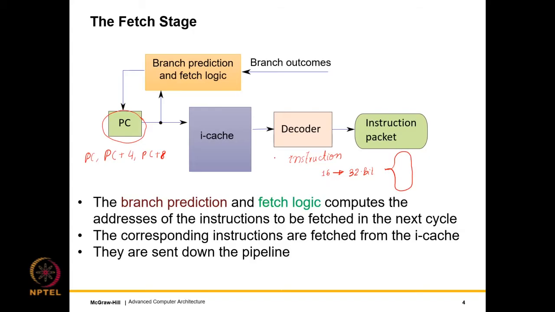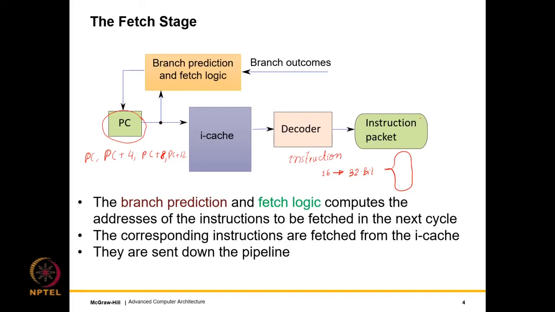Of course, if you are reading 4 instructions simultaneously, let's say from these 4 addresses, then we decode all 4 of them in parallel. So we have 4 parallel decoders and we create 4 instruction packets that are sent down the pipeline. So this is somewhat a simplistic, idealized view of the fetch process.